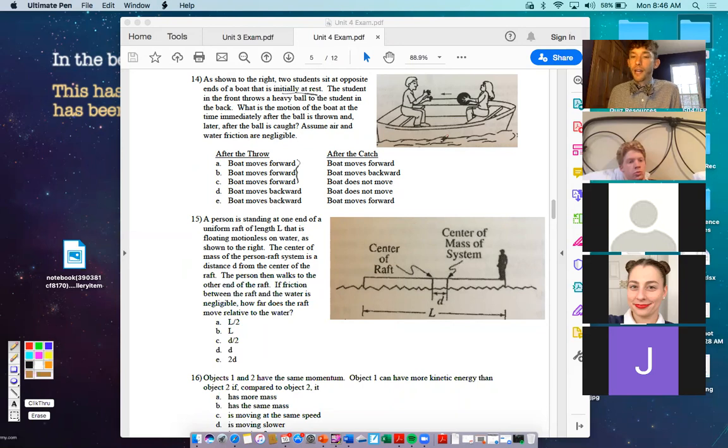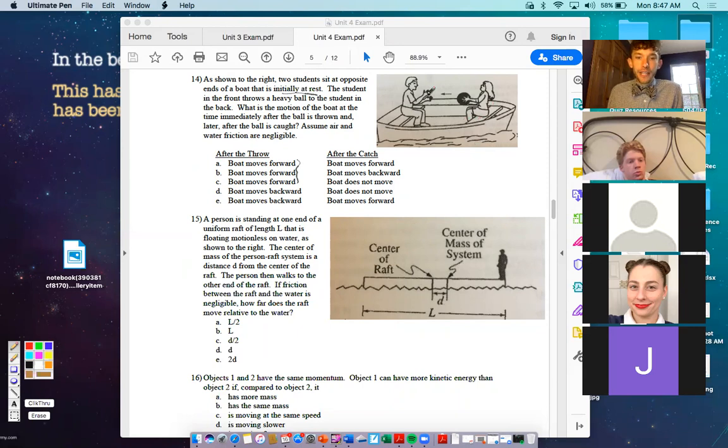Here's another way of looking at it through a forces perspective. In order to get the ball to accelerate, the student has to push on the ball to the left. If the student does that, the ball is going to push her to the right, and she's going to push the boat to the right. So the boat is going to move forward. Okay? So the boat has got to move forward.